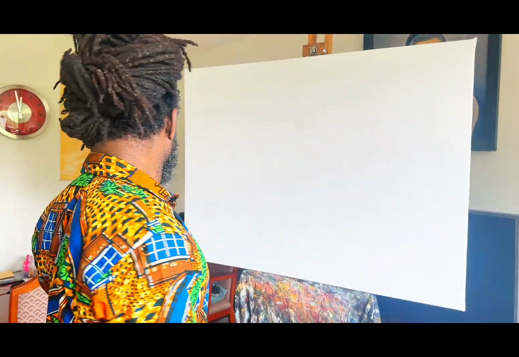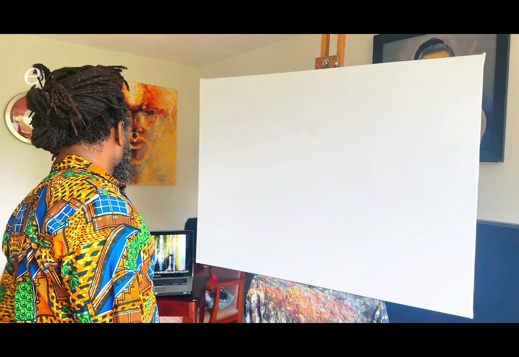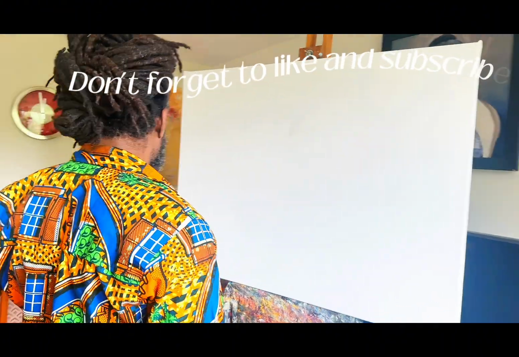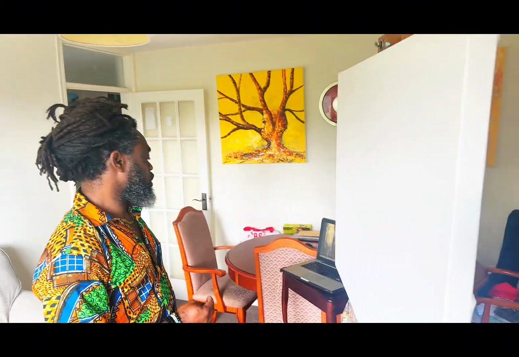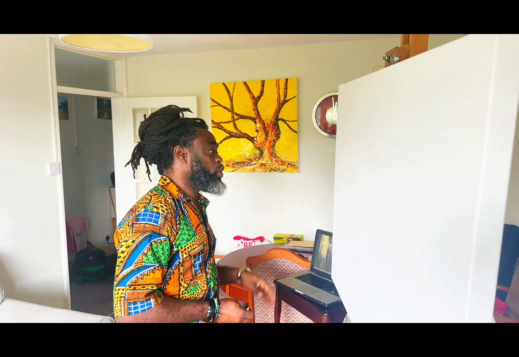Today I'm going to be working on the landscape painting, like a river scene. I'm going to show you the steps that I take in my paintings, because my paintings pass through different processes. I'm going to tell you how the process of my painting goes. So now we're going to draw.